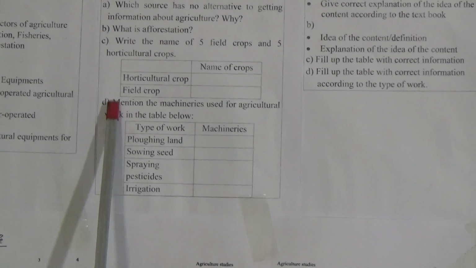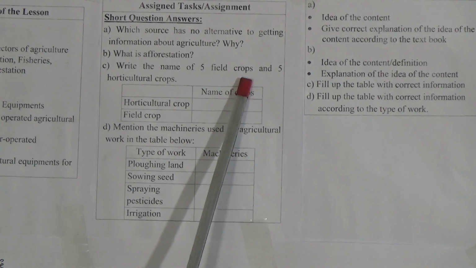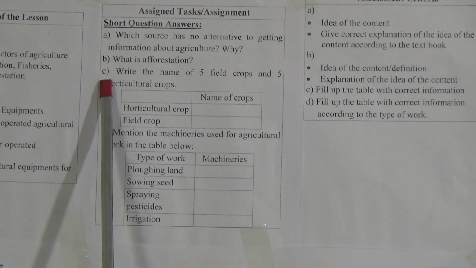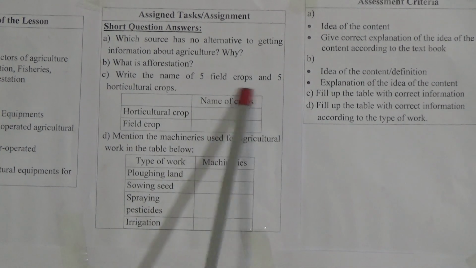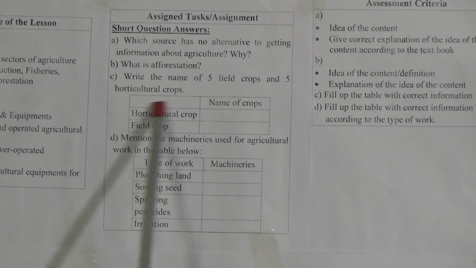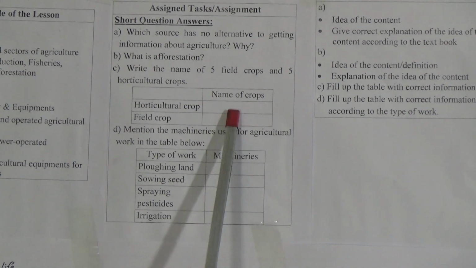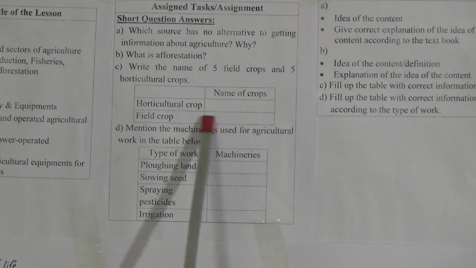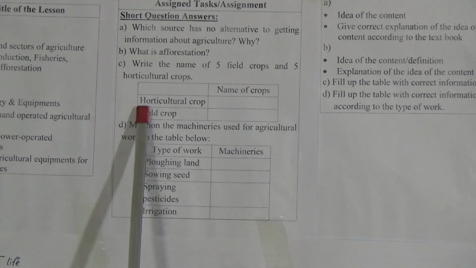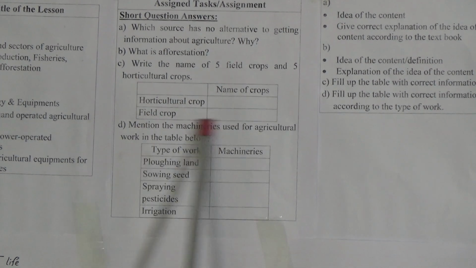Okay, and then number 3, that means number C, write the name of 5 field crops and 5 horticultural crops. Once again I am telling, number C, write the name of 5 field crops and 5 horticultural crops. Okay, students, here no sentences should be written. You have to write only the name of the crops. I am repeating, you have to write only the name of the crops here, only the 5 names of the horticultural crops and the 5 names of field crops here.